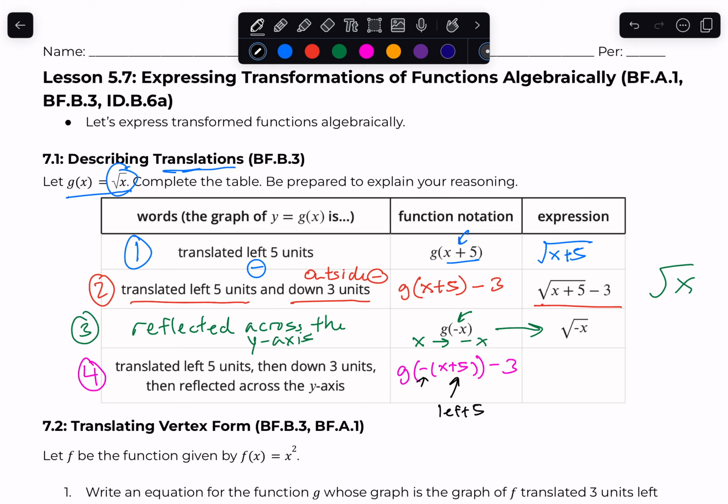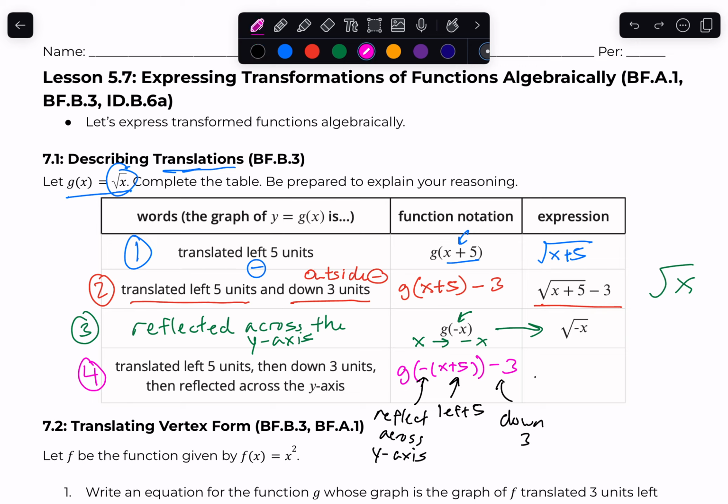This negative tells me to reflect across the y-axis. And the minus 3 here is telling me to go down 3. So many things are happening in this one equation. How do we show that algebraically with our expression? We know that g of x is a square root graph, so I'm going to put my square root there.